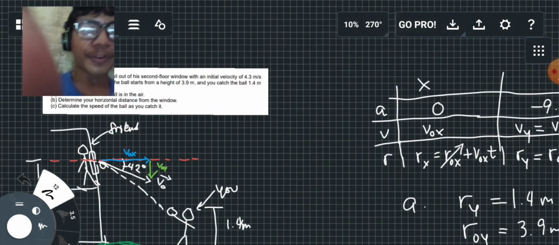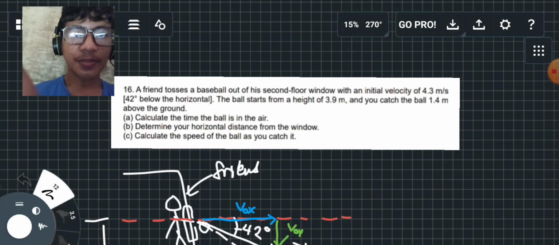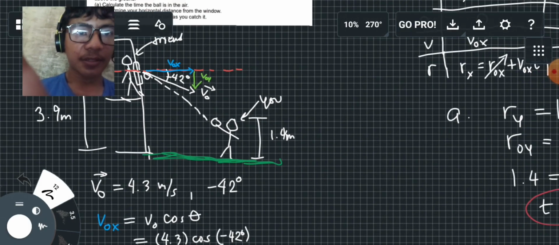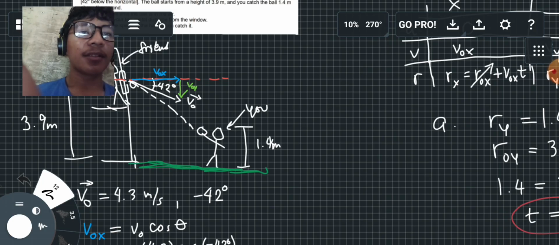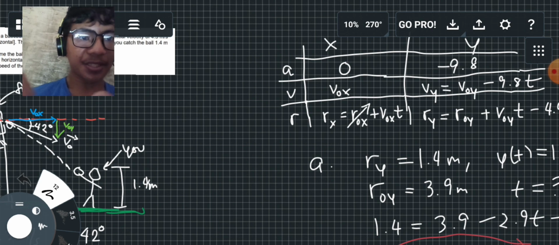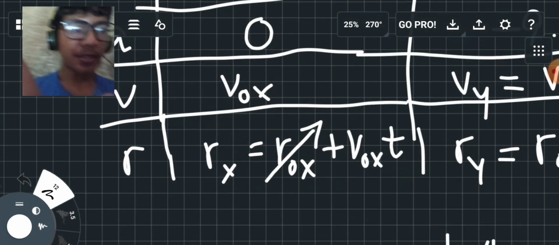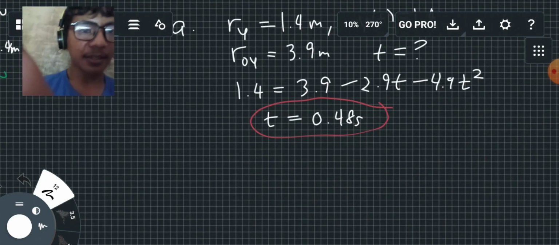Now, for B, determine the horizontal distance from the window. It also occurs at the time when you caught it. So, what does horizontal distance mean? Horizontal distance means the x position. So, in our formulas, we will be using this one.